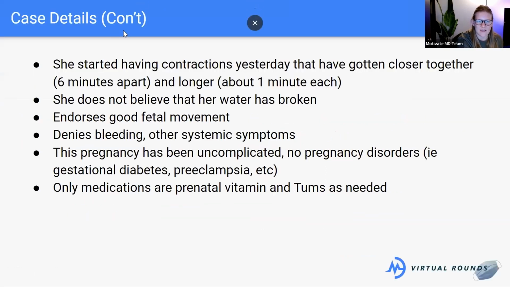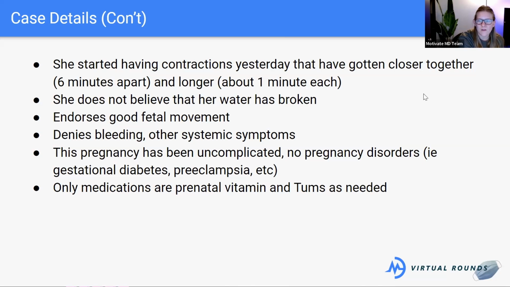All right, going back to our case now. So our patient started having contractions yesterday, and they've gotten closer together. They're now about 6 minutes apart, and they're also lasting longer. So they last for about 1 minute each. She does not believe that her water is broken yet, but she's asking for us to check anyways. And she still endorses that there's good fetal movement, so that's reassuring. She denies having any bleeding or any other systemic symptoms.